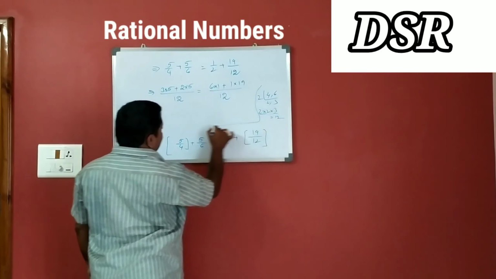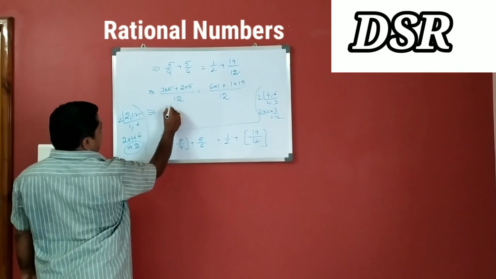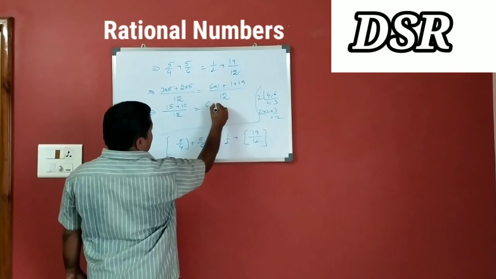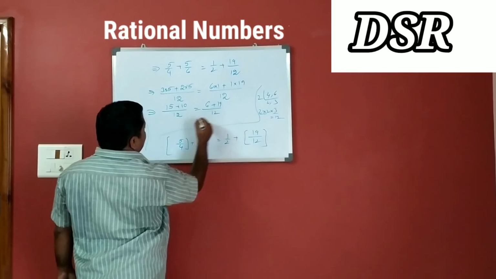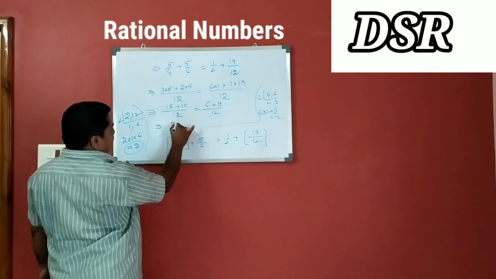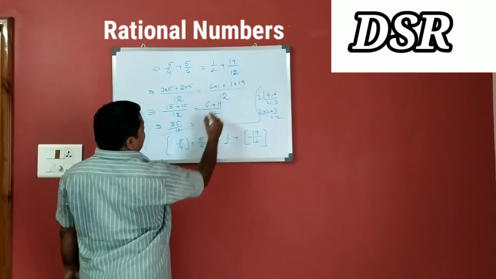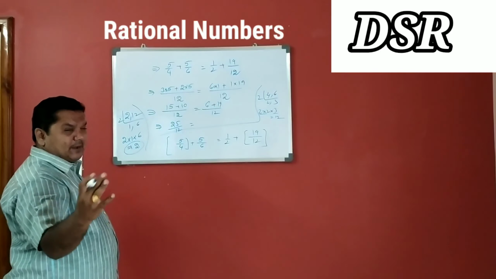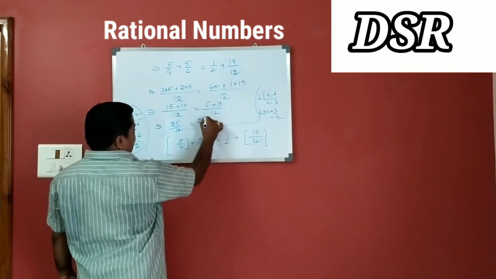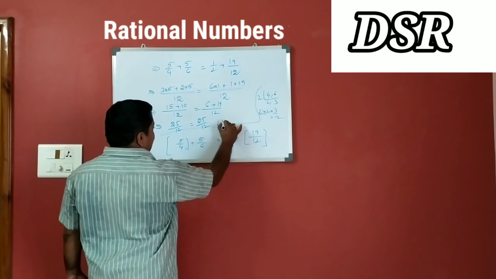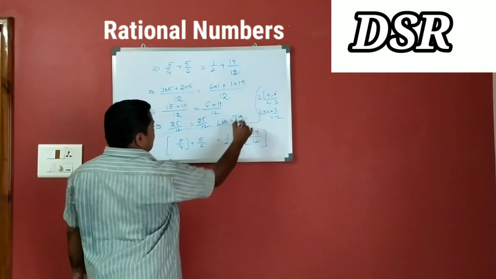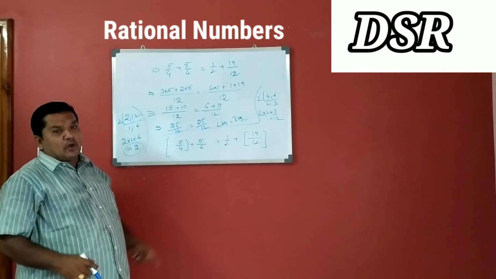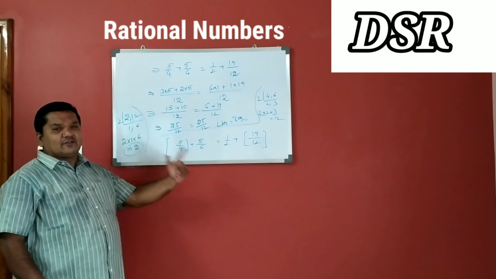So we have to observe this one: 3 fives are 15 plus 2 fives are 10, by 12. That is equal to 6 ones are 6, 19 ones are 19, by 12. 15 plus 10 is 25, so 25/12. That is equal to 6 + 19, which is 25, so 25/12. So we are getting LHS equal to RHS. LHS is equal to RHS. So that's why the associative property under addition is satisfied.